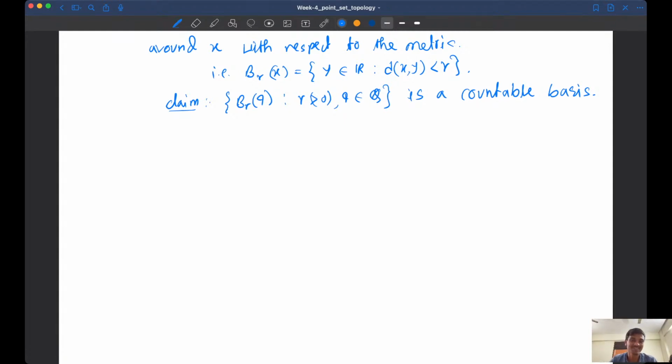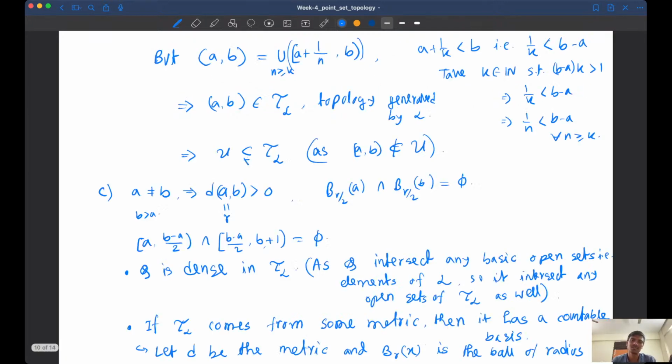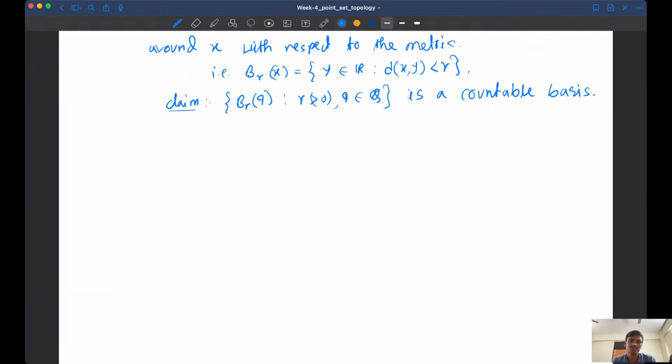Yeah, but the r that you took here is rational, right? r is rational. r and q both are rational. This r is greater than 0 because it is a radius, so it cannot be 0 or less than that. So r greater than 0 and q are both rational, giving a countable basis.